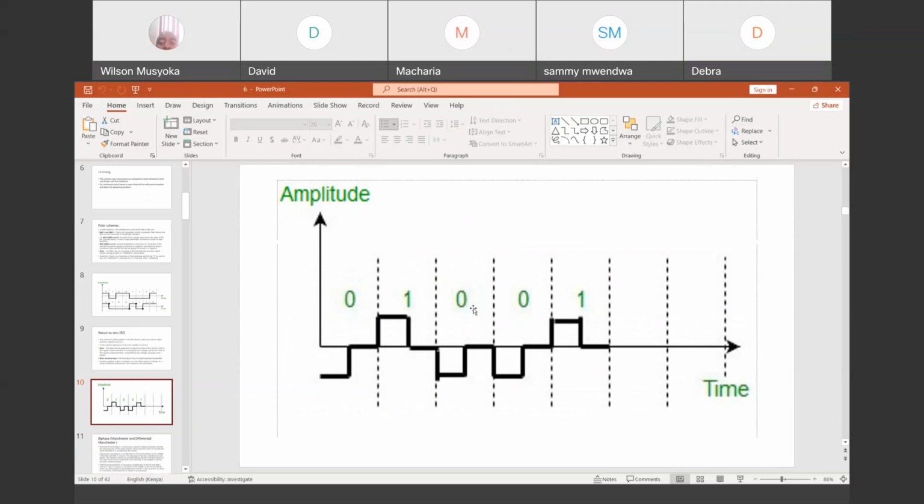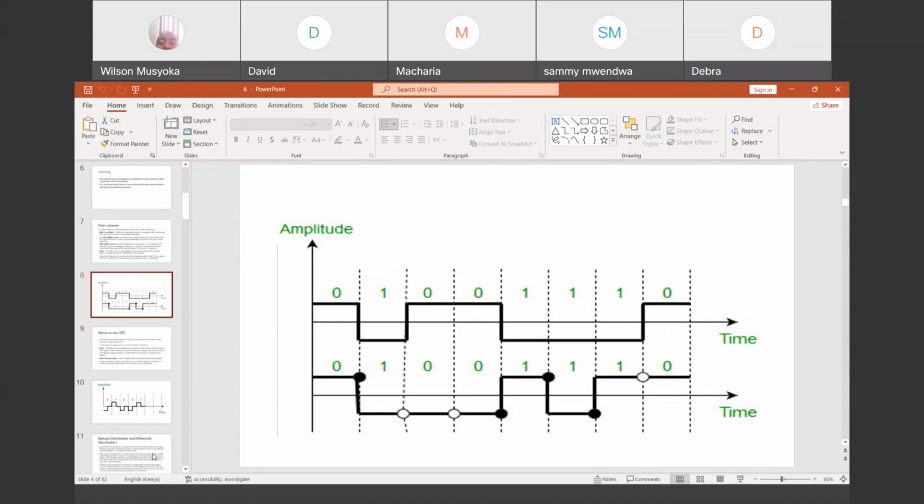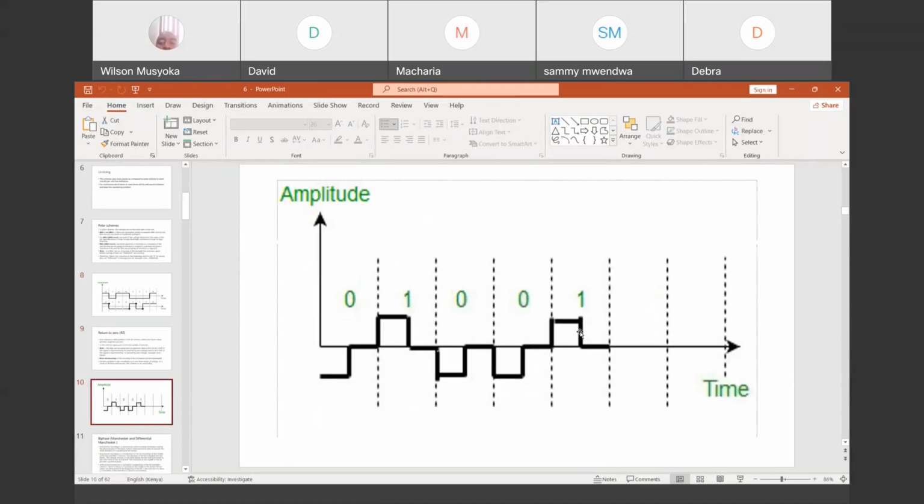So it is going to bring about the synchronization aspect, but like we have said, it is going to consume greater bandwidth because you are using three levels. Imagine here you are using two levels, so not much bandwidth is used, but here you are using three levels. That is why we are seeing that difference. Any questions so far?